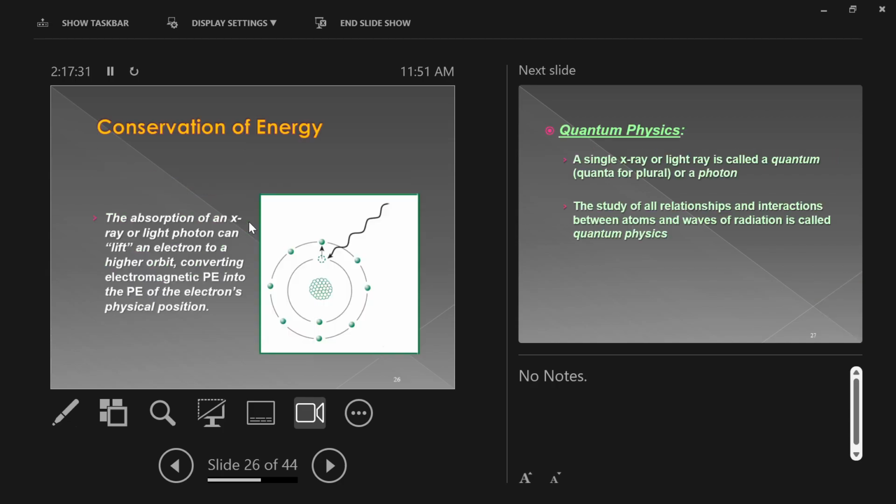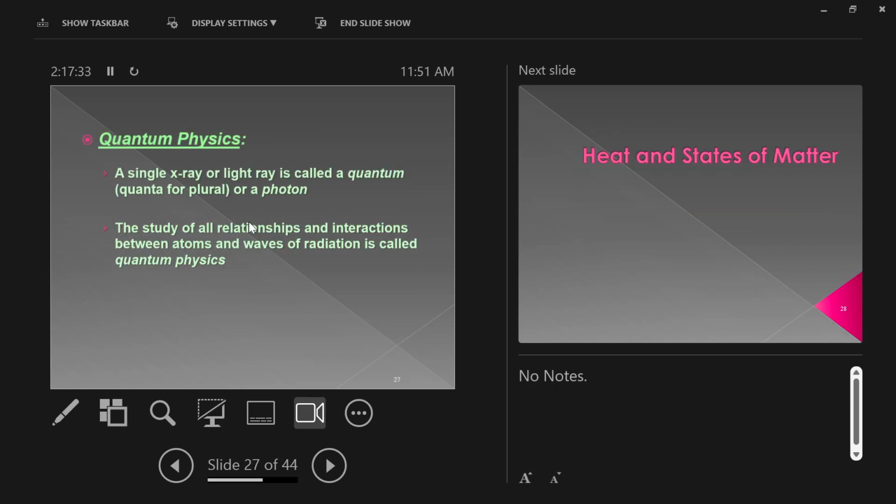Okay. That all brings us to the idea of quantum physics. This is literally the only slide on quantum physics in the whole thing. Okay, you probably heard of quantum physics. I've studied it. This doesn't really give you any kind of true insight into it, but let me give you an idea.